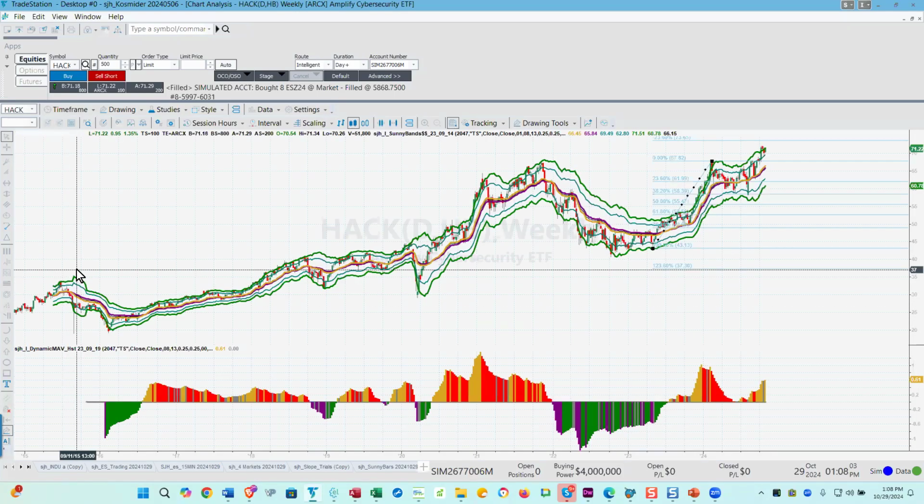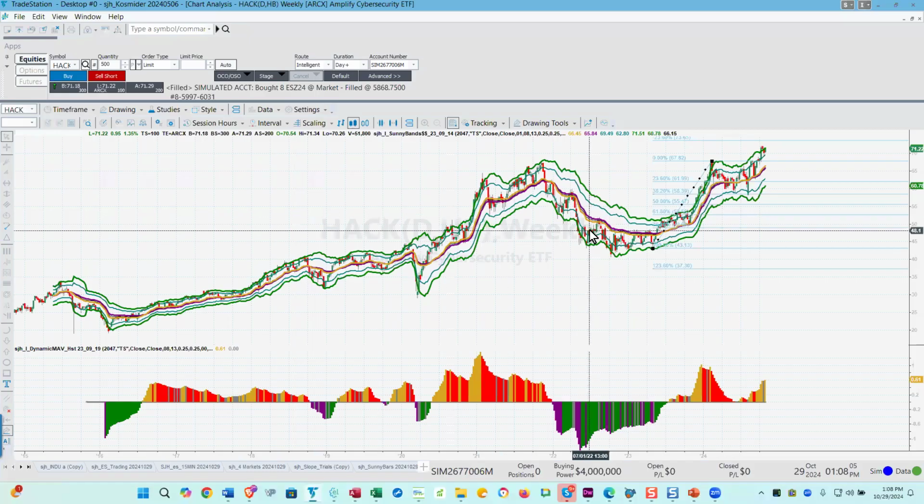Here it is on a weekly chart. And it's got 72.65 is the goal from the Fibonacci. So I think that's where we're going.